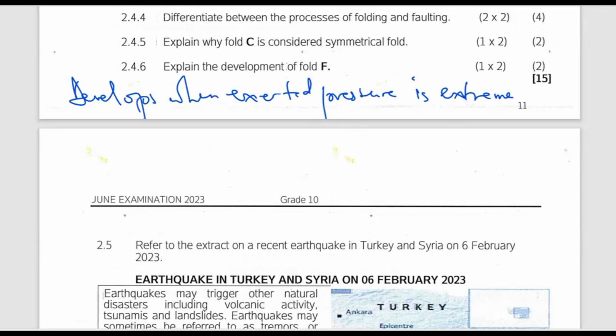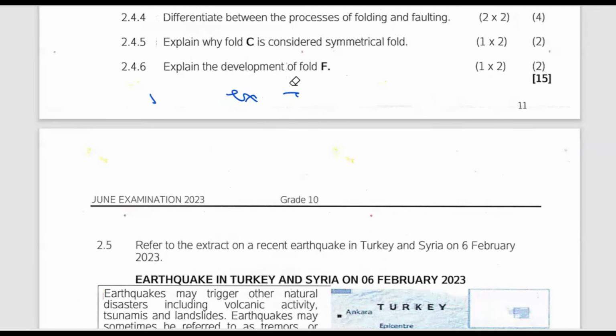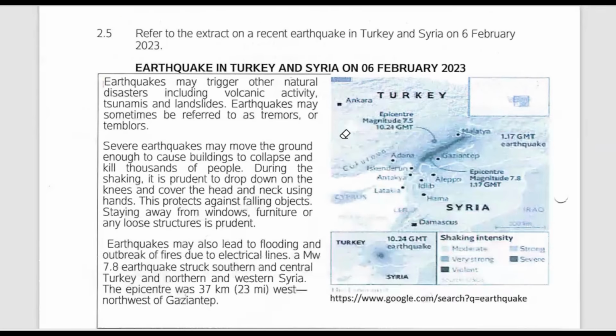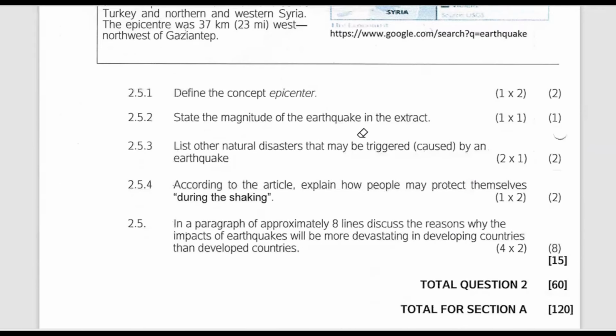Right, that is the last one. So we move on to the next question, which is number 2.5. Number 2.5 is talking about an extract on a recent earthquake in Turkey and Syria in 2023. Define the concept epicenter.